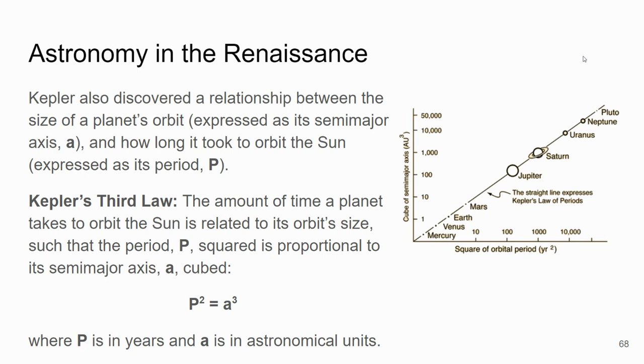And in science, when you're graphing something and everything falls very nicely on a line, you're very, very happy, because that means you found an important relationship. These things are in some way related. So this is the law of periods. You have that relationship between the period P and the semi-major axis A. P squared equals A cubed.